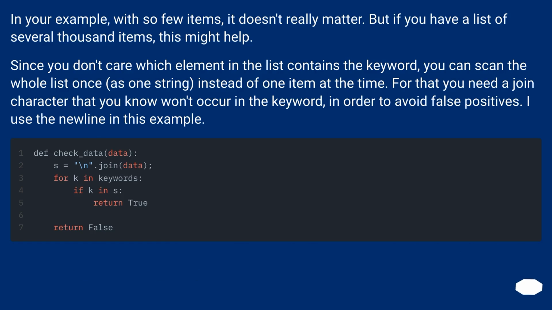In your example, with so few items, it doesn't really matter. But if you have a list of several thousand items, this might help. Since you don't care which element in the list contains the keyword, you can scan the whole list once, as one string, instead of one item at a time. For that you need a join character that you know won't occur in the keyword, in order to avoid false positives. I use the newline in this example.